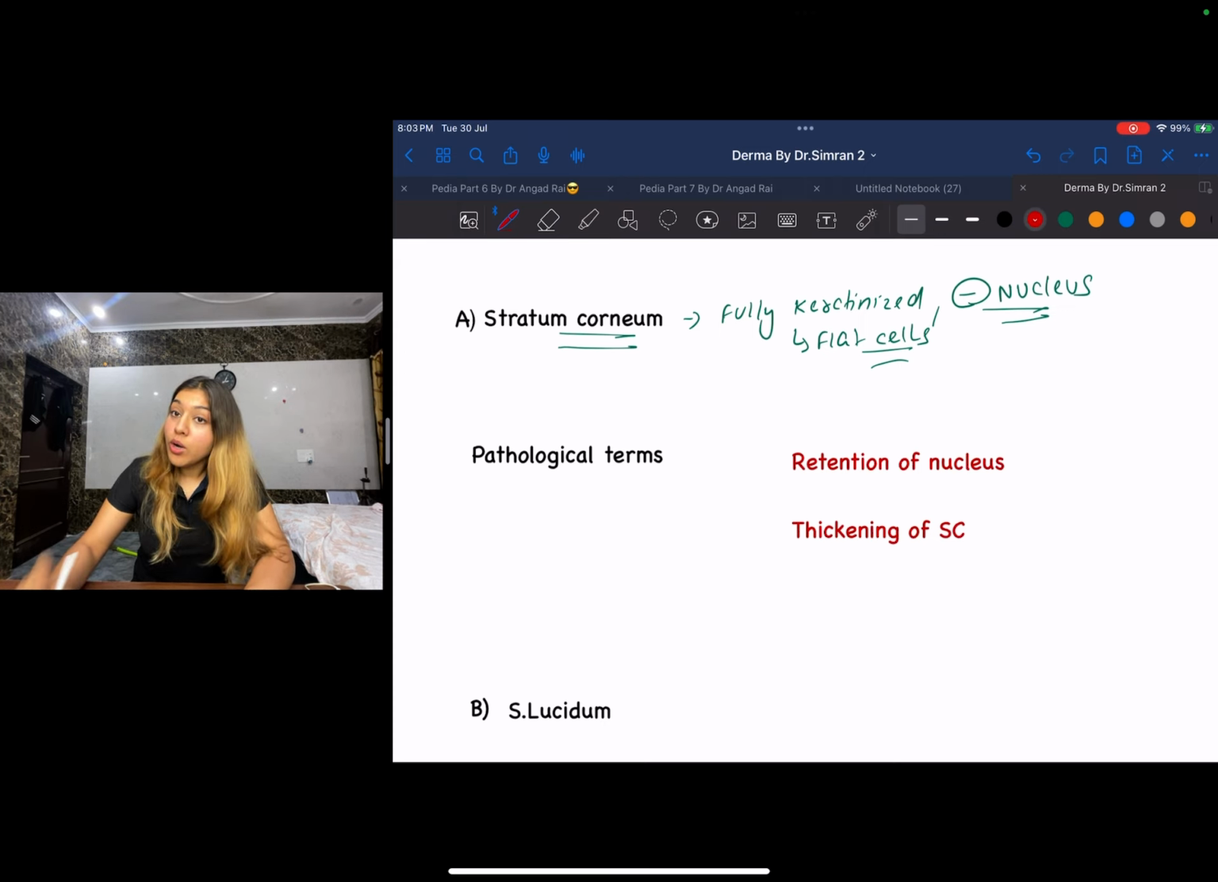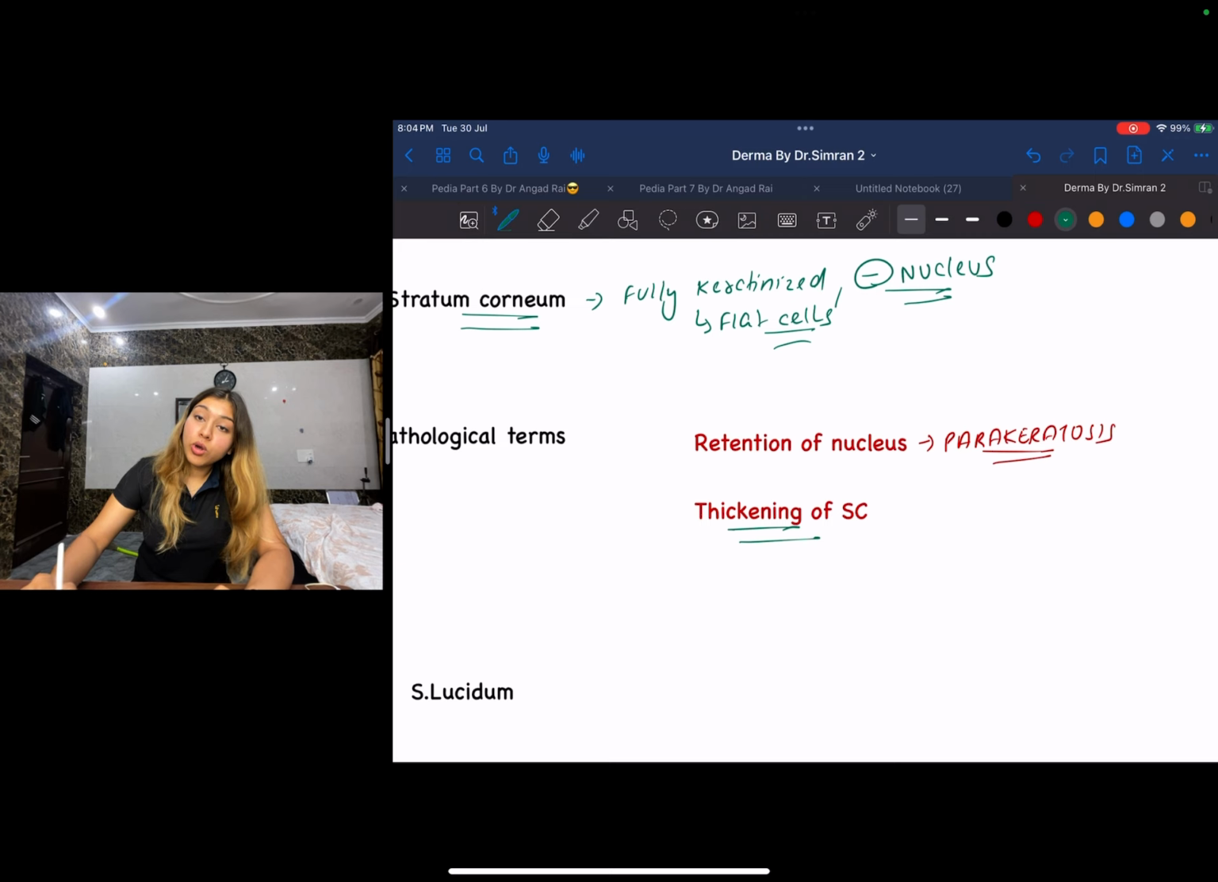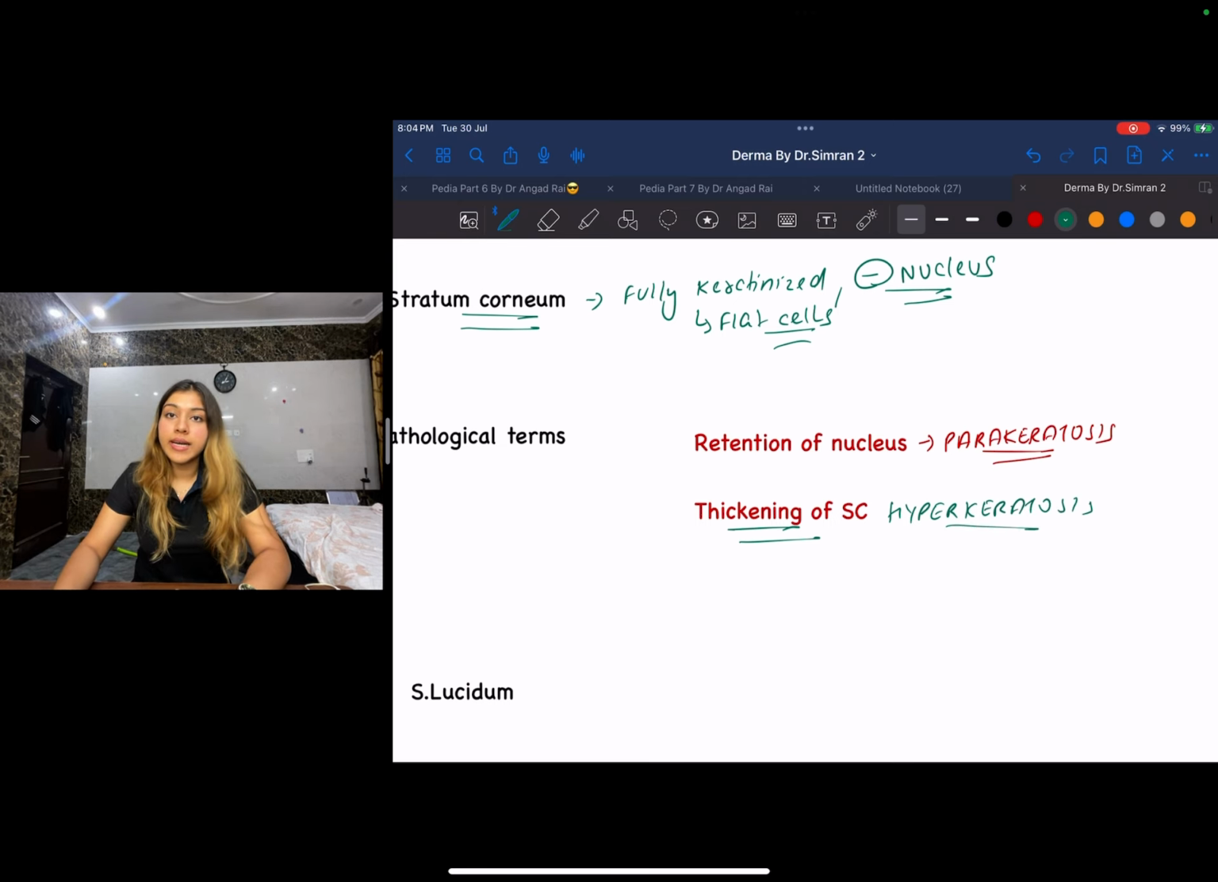Since I already told you that there is no nucleus in our stratum corneum, if there is a retention of the nucleus, that will be called parakeratosis. Remember, parakeratosis is the retention of the nucleus in your first layer, the stratum corneum. Next, if there is a thickening of your stratum corneum, that will be called hyperkeratosis. Obviously, hyper means too much, right? So thickening means hyperkeratosis. These are the 2 terms related to the first layer.